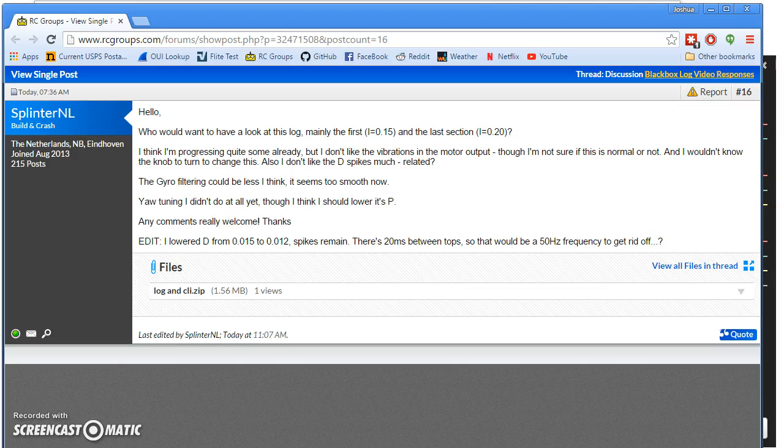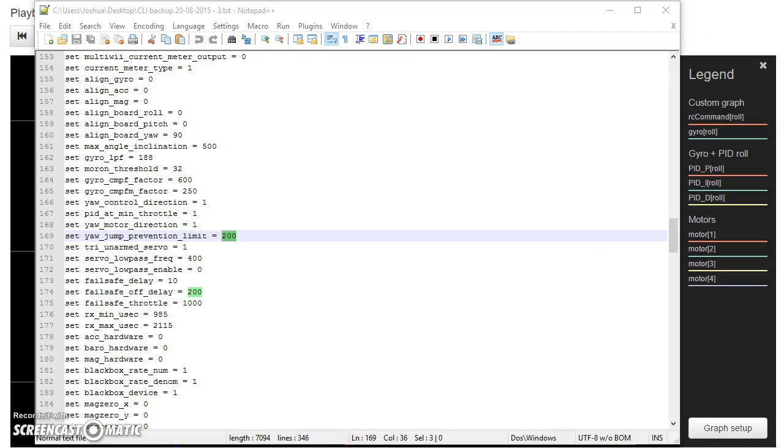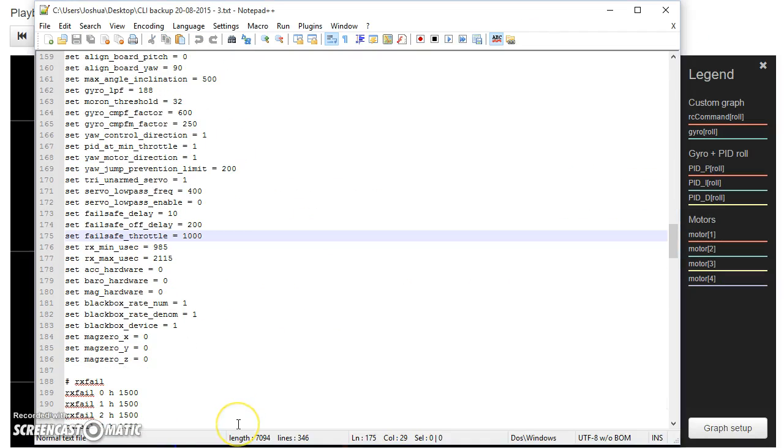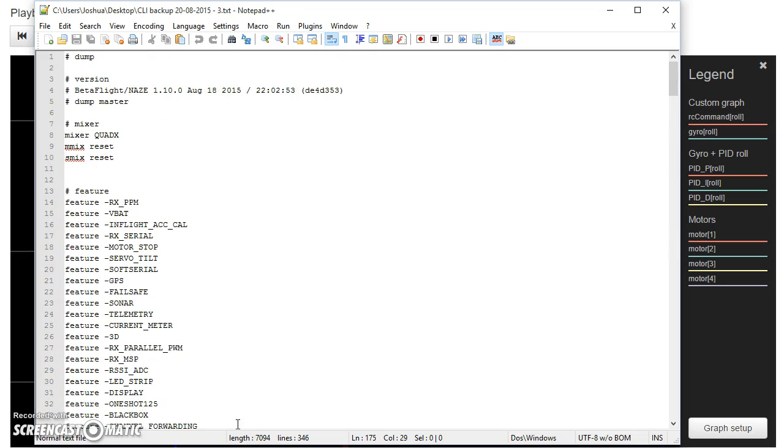This log is from SplinterNL, and here are the questions that SplinterNL raises. I'm not going to read them out to you. If you really want to, you can pause the video. I'm just going to work my way through. SplinterNL has also given us a config dump. Thank you very much. Splinter is using Betaflight, so we will expect to see the soft filters in effect.